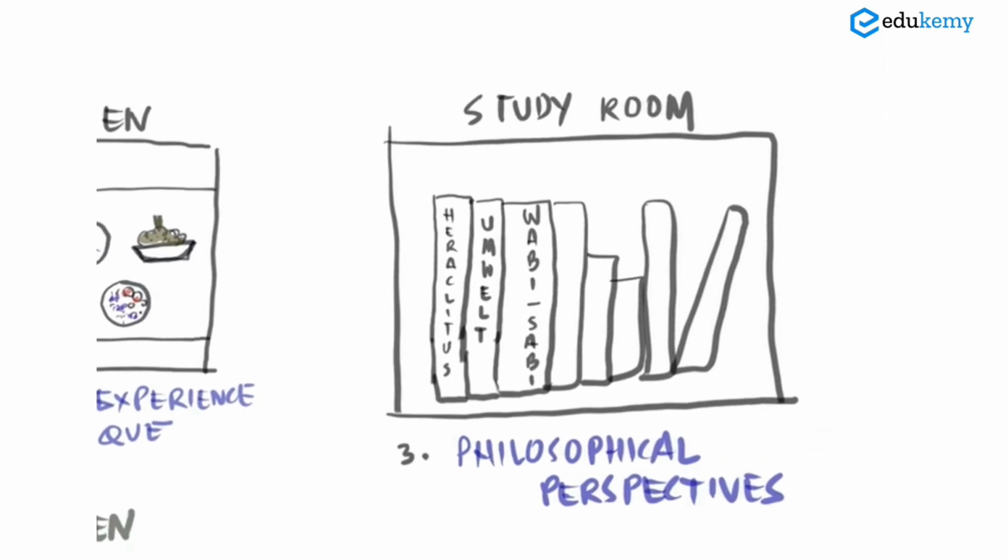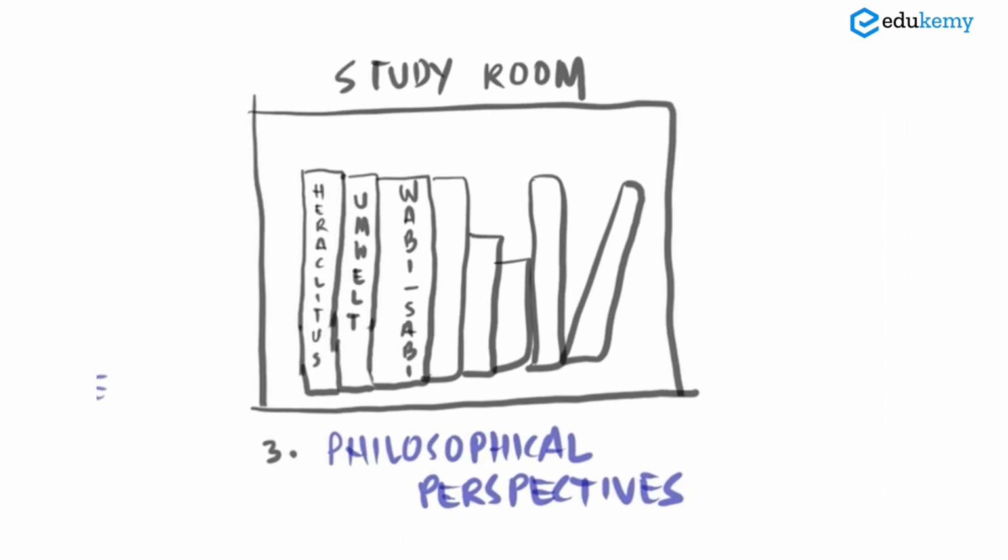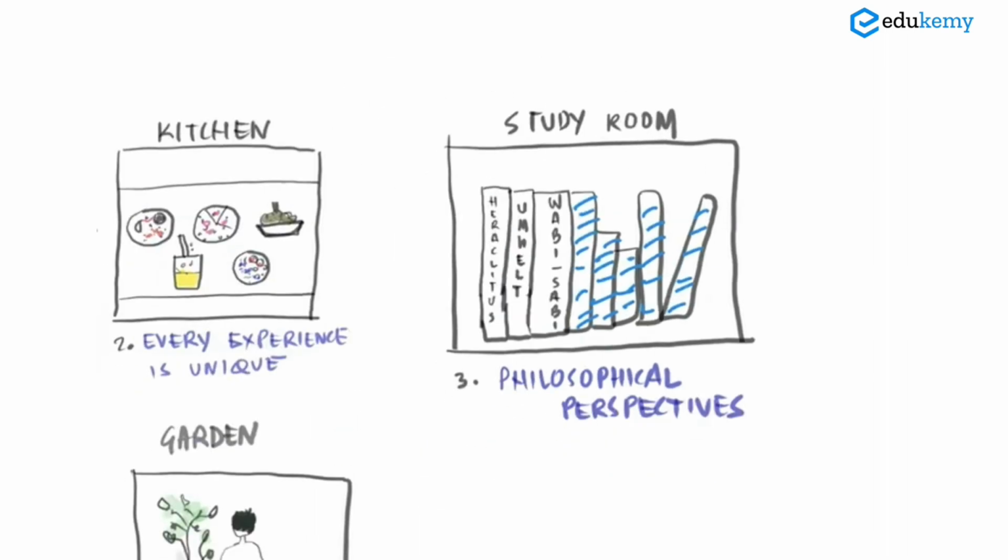Let's go to your study. And in your study, imagine a bookshelf, right? Where so many books are there. And you have Heraclitus, you have Umwelt book, and you have a Wabi Sabi book, right? 3 books. Remember, those 3 are the important ones. All the others are sort of grayed out here. And you remember only those 3, right? So that's how you construct your third argument, philosophical perspectives.